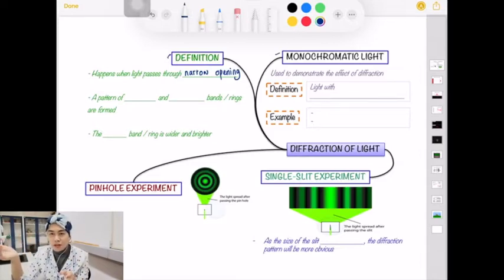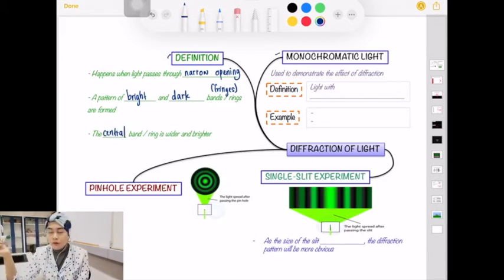Other than the word fringes, we also use the word bands sometimes. The center of these bands, rings or fringes, which we call the central maxima, will have the maximum intensity. So it will be the brightest.